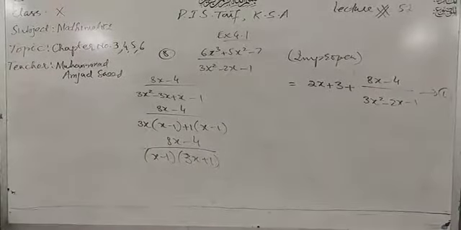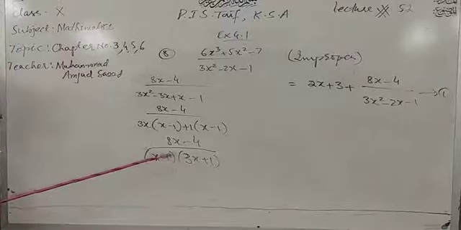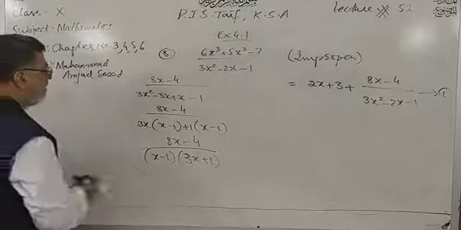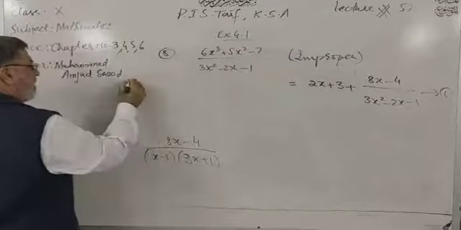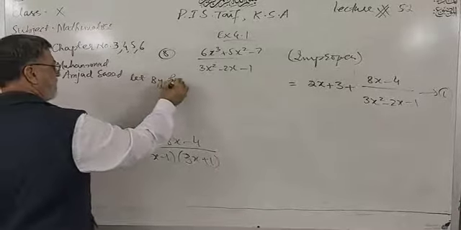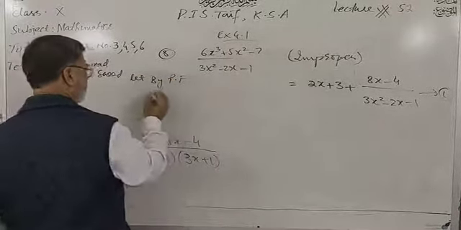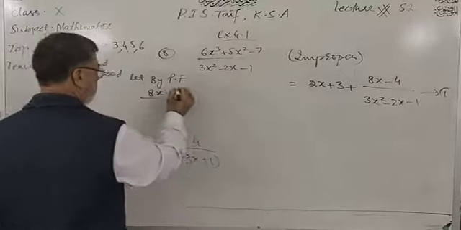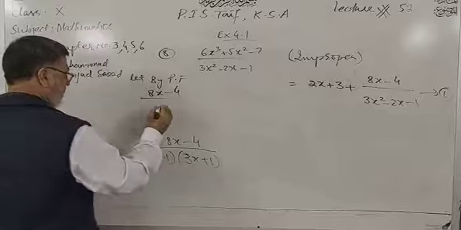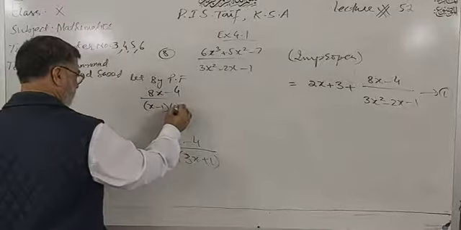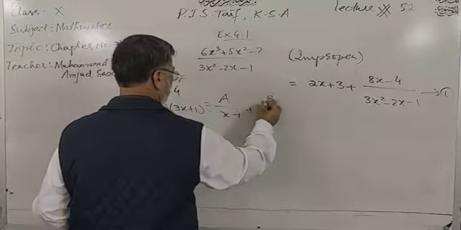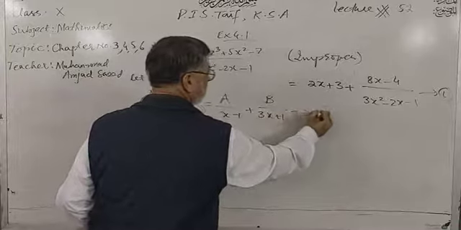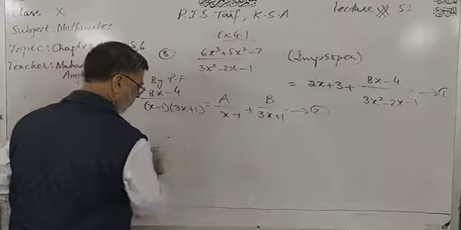Now dear students, we have non-repeated linear factors. Now you can write down, let by partial fraction, 8x minus 4 over x minus 1 and 3x plus 1 equals A over x minus 1 plus B over 3x plus 1, that will be your equation number 2.